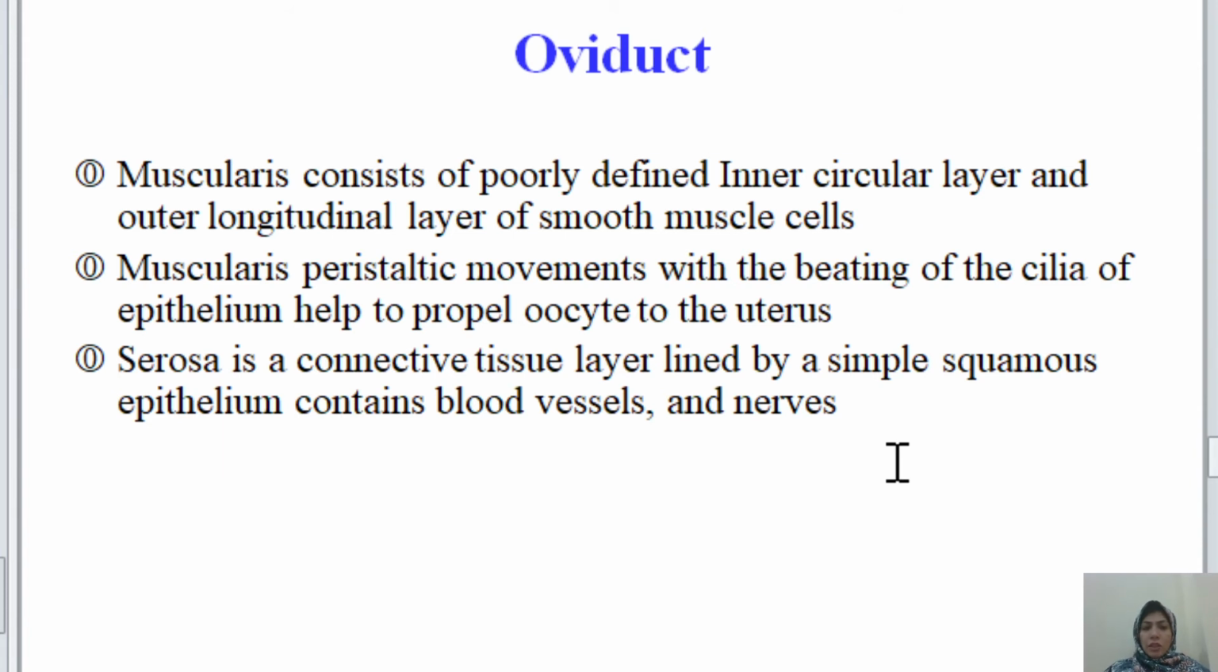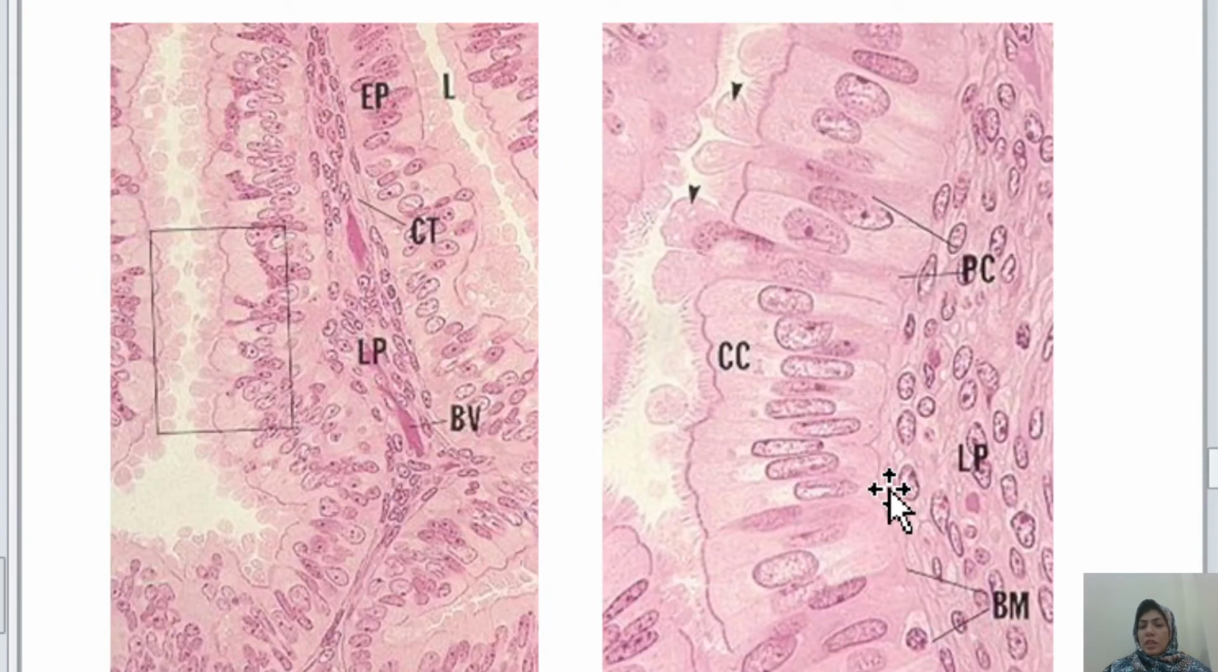And the third layer of the oviduct is the serosa, composed of visceral peritoneum. It is a connective tissue layer lined by a simple squamous epithelium that contains blood vessels and nerves. This is a picture that shows the oviduct and the layers of the oviduct.